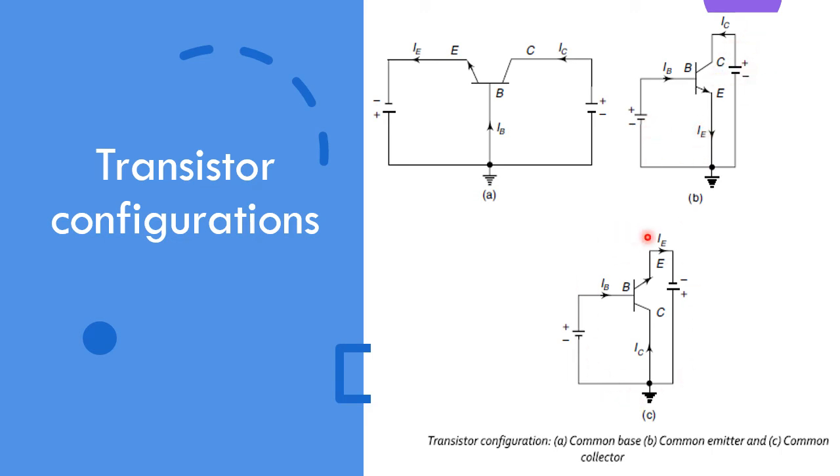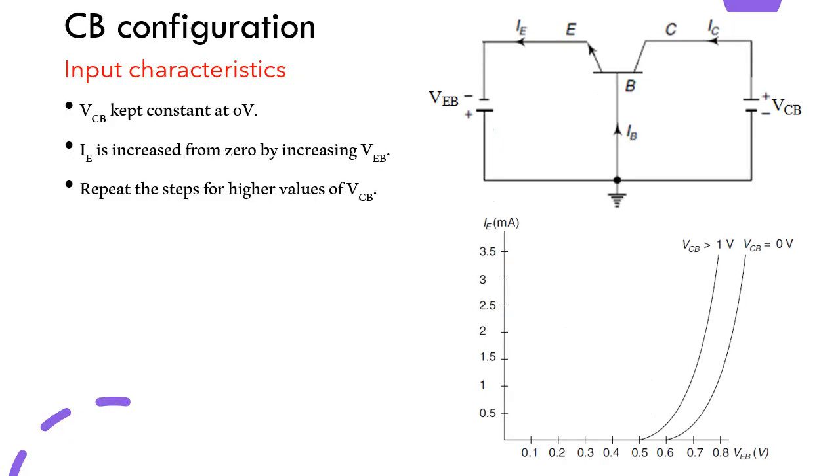And now the common collector: you have to draw the collector at this point, the grounded portion. Collector grounded, the base is the input terminal, and the emitter is the output terminal. You have to draw the input terminal on this side and the output terminal on the other side. Here this part is forward biased and this part is reverse biased. Likewise we have to draw the configurations. Now we see the configurations one by one.